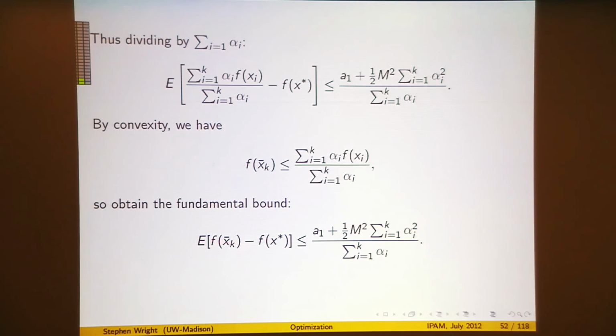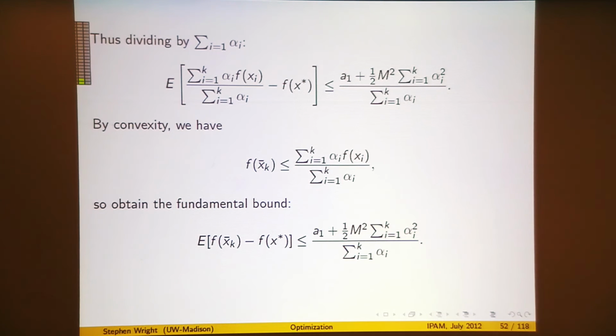Okay? So now I've got a handle on the thing that I really want to analyze, which is the expected error in the function value at this average point. This is the thing that I wanted to get a bound on. And here is the bound. Okay? Now the game becomes, how do I choose the alpha_i's? Or I've already told you how to choose the alpha_i's. What effect does that choice of alpha_i's have on the right-hand side?